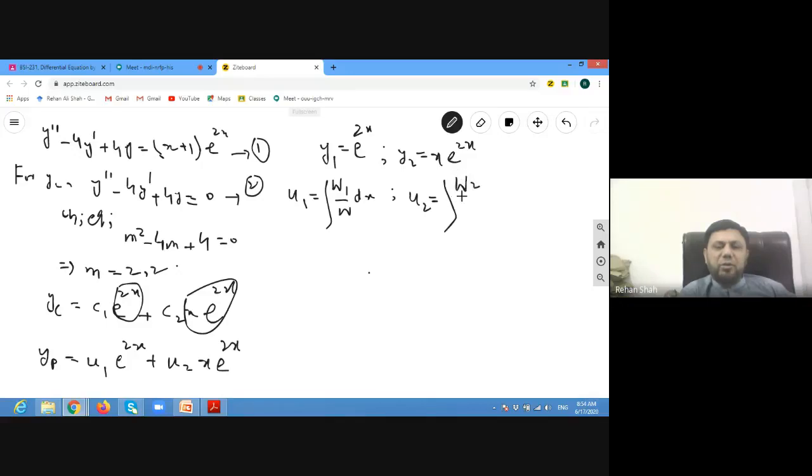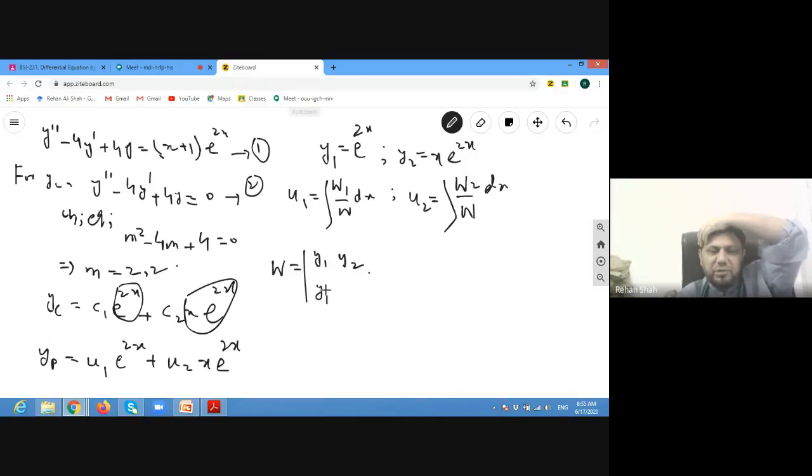So you have only to find these three things. What is w1, w2, and w? So what is W? If you remember, W is the coefficient matrix: Y1, Y2, Y1 dash, Y2 dash. This is your W. Or simply you can write, what is Y1? Y1 is actually e power 2x. What is your Y2? This is x e power 2x.